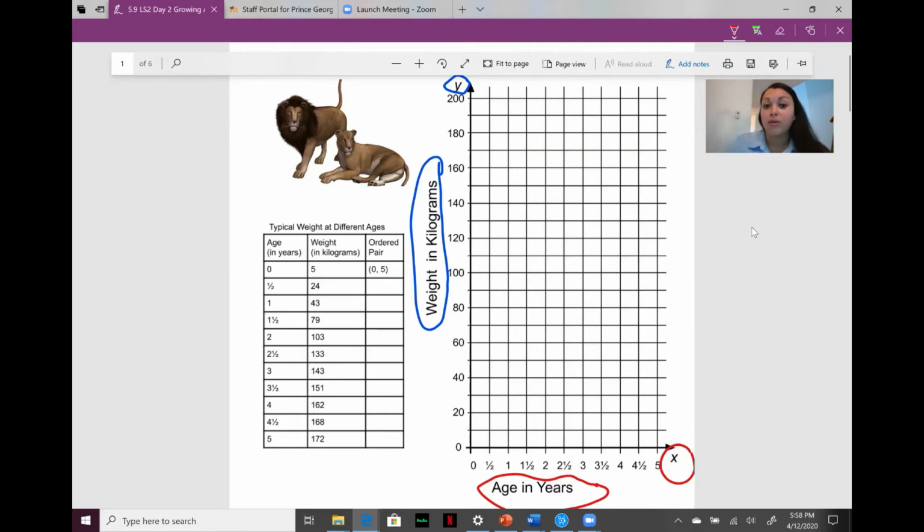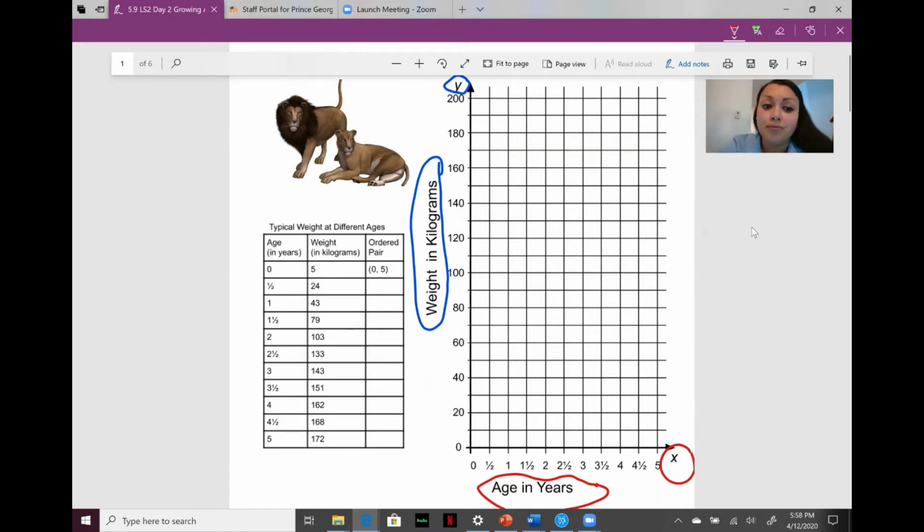And so today we're going to plot these data points and see if there's a trend in the weight and age of lions. Let's see if they get bigger as they age. Do they get bigger? Do they get smaller? What happens as they age?